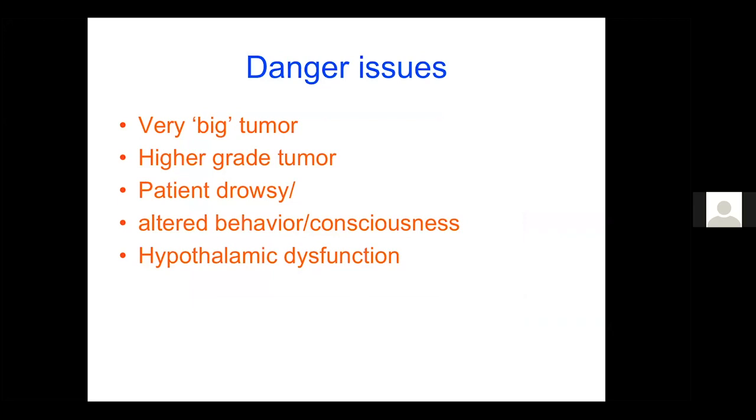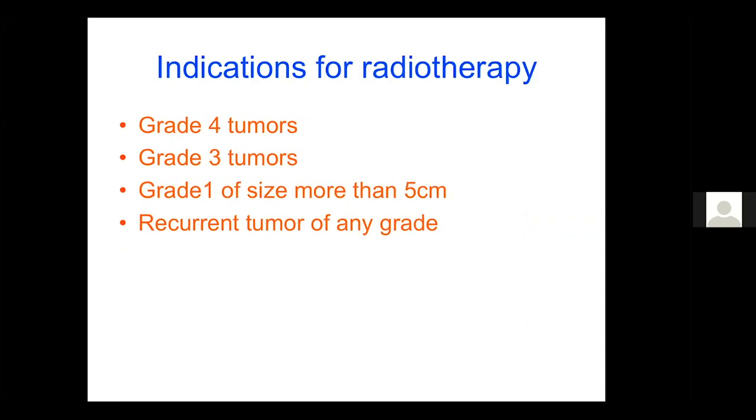The dangerous issue in giant tumors is when the patient is drowsy. You can kill this person. When the patient is in a severe state, you can kill this person. When the patient has hypothalamic disturbance, believe me, you can kill this person. So you should be very careful when you are dealing with such situations. Now, what are my indications for radiation treatment? So these are some of my indications for radiation treatment.